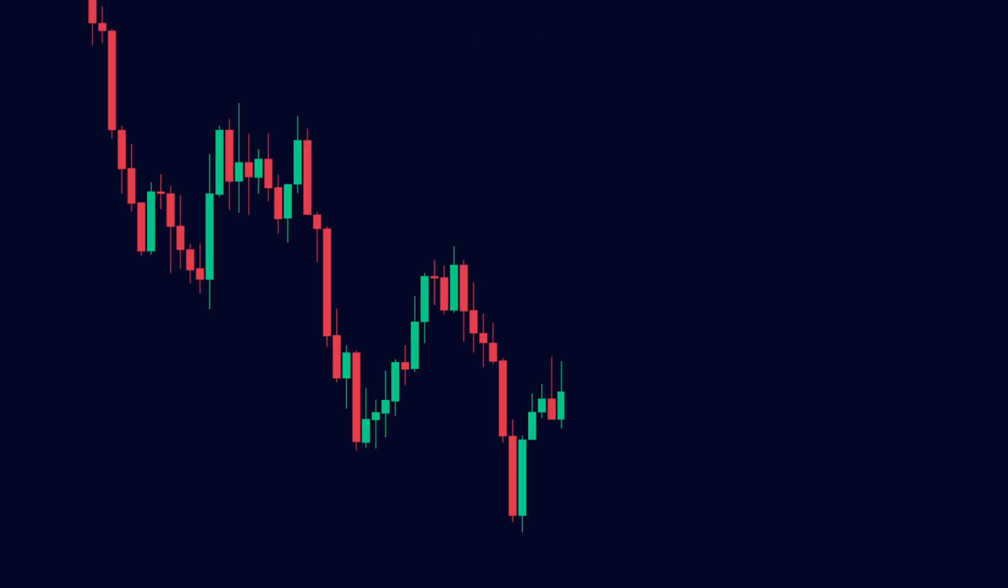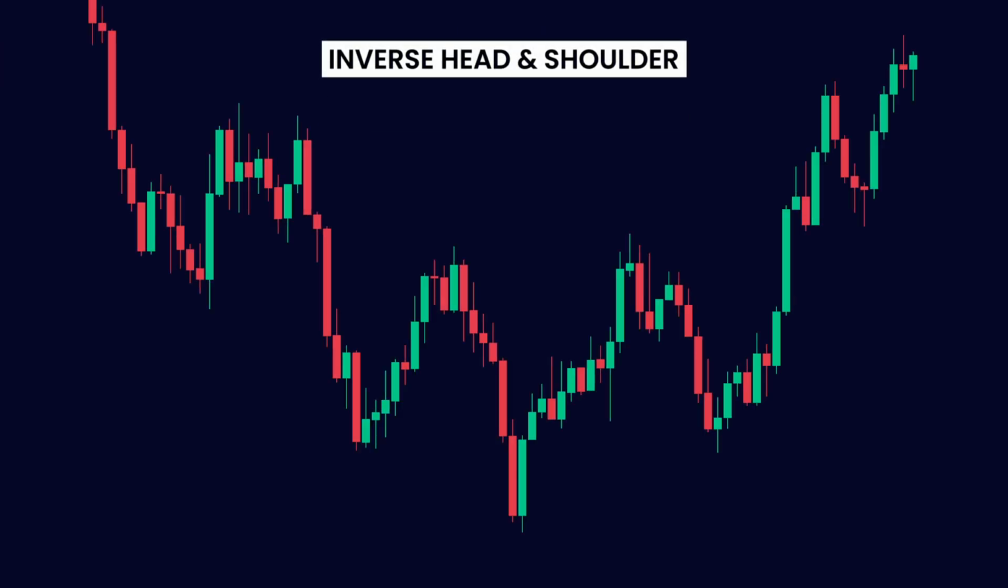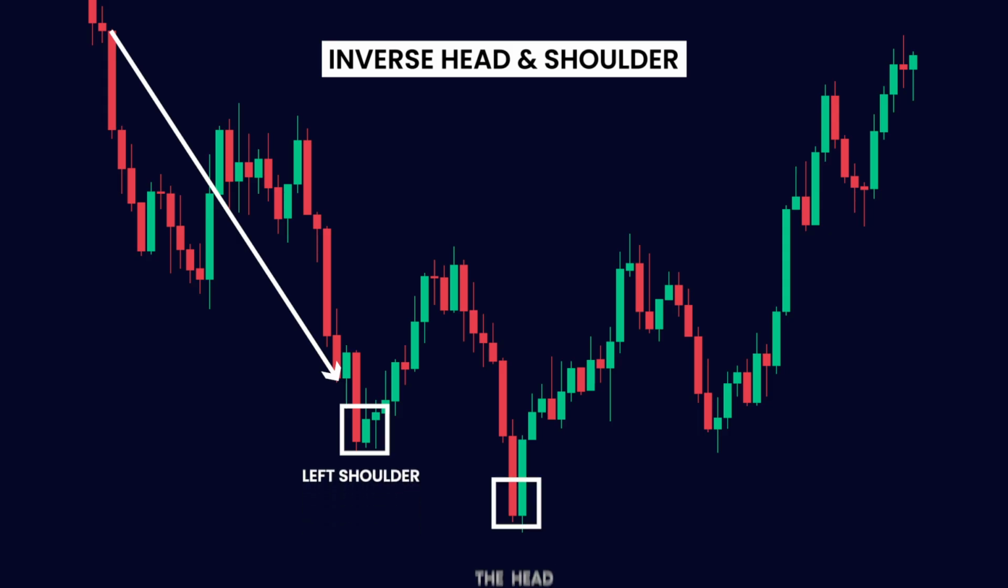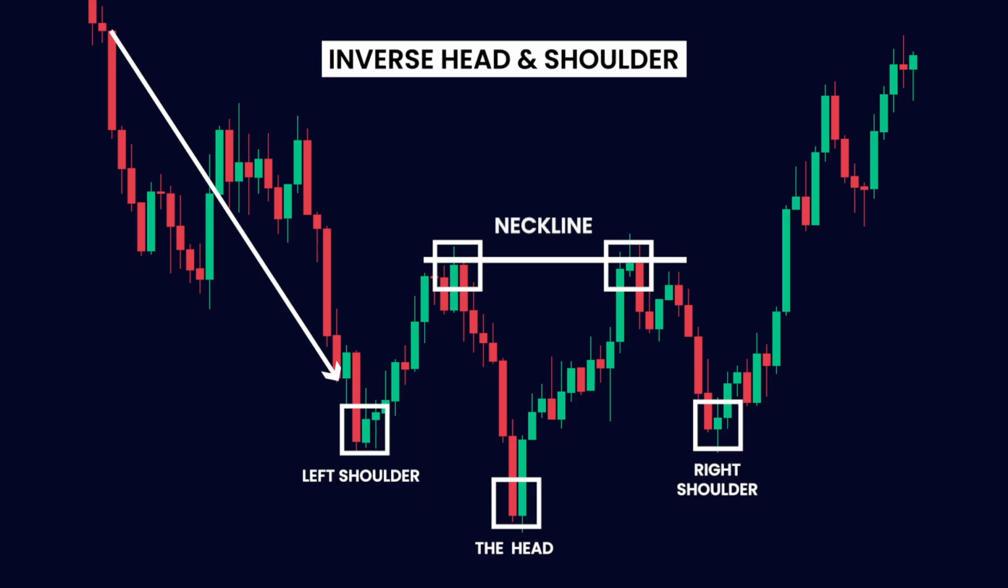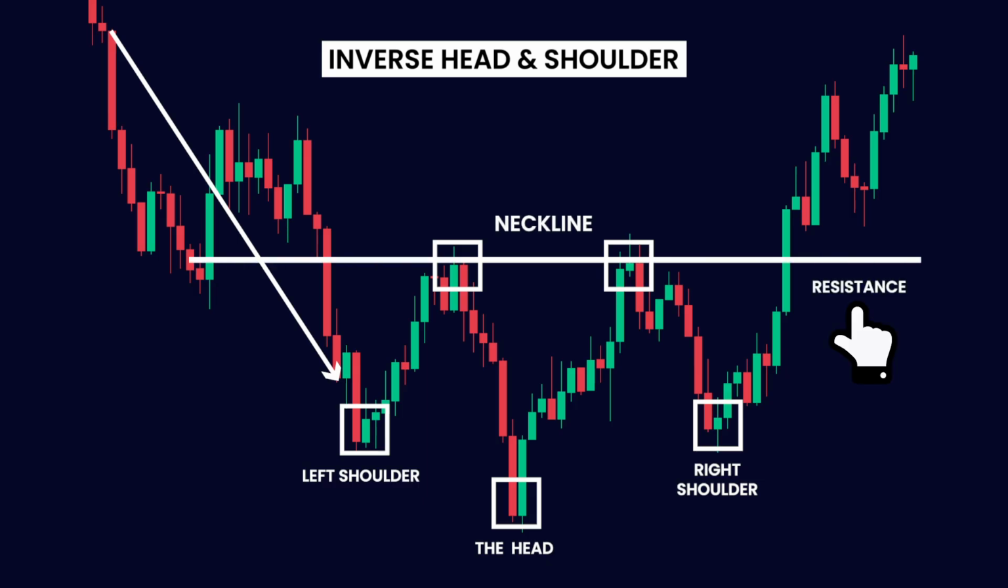Let's flip things around now and look at the inverse head and shoulders pattern. This one shows up in a downtrend. It begins with a drop followed by a small recovery, the left shoulder. Price then dips further to create the head and rises again, this time forming a higher low, which is the right shoulder. The highs in between create the neckline, acting as resistance.